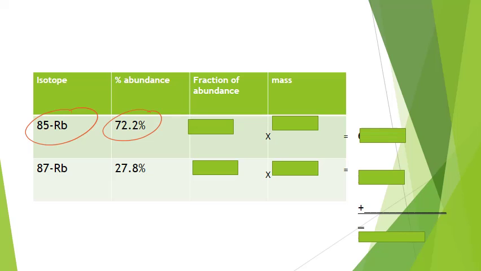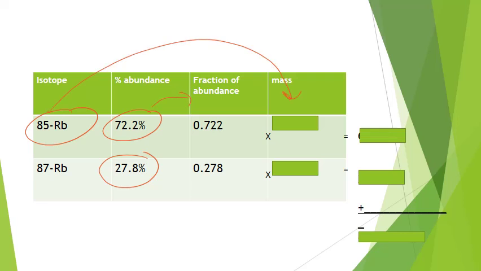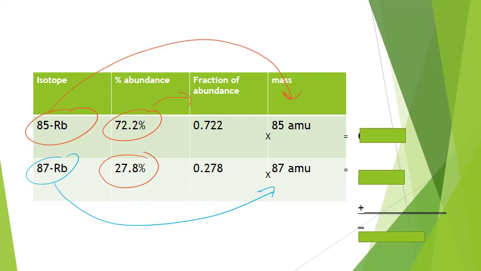So first thing, we have to turn our percentage into a fraction. So 72.2 turns into 0.722, and we have to do this for the other one. 27.8 turns into 0.278. Okay, so there's the fraction. And then the mass, well, we have 85, so that's the mass in AMUs. So rubidium-85 is 85 AMUs. I know, clever, right? Really hard. And then rubidium-87 is 87 AMUs.